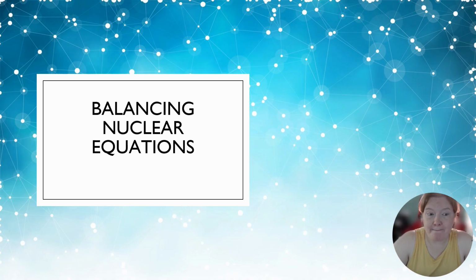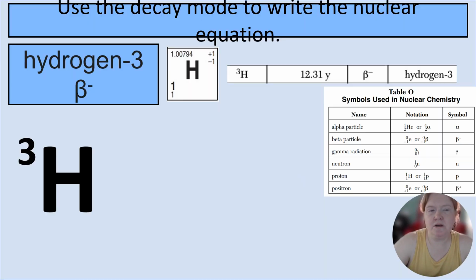All right, let's talk about balancing nuclear reactions. Here's the first question. Use the decay mode to write the nuclear equation. I have a snippet from Table N. Here's Table O. Here's hydrogen from the periodic table. You can see that hydrogen-3 decays with β-. β- stands for beta particle.